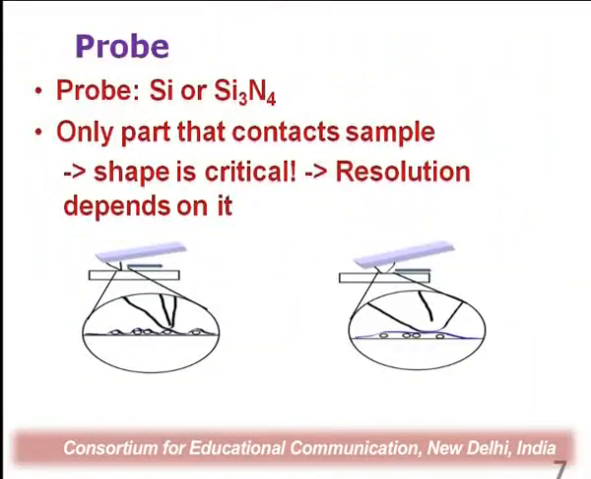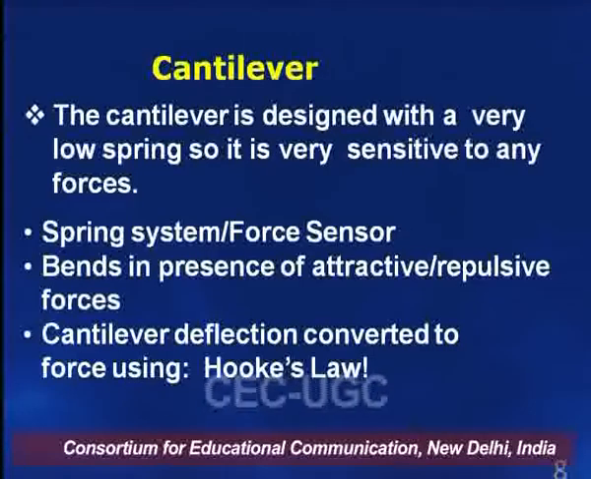What is a probe? The probe is a nanoscale tip, made of silicon or Si3N4, and it is the only part that contacts the sample. The shape is critical, and resolution depends on it. The shape of the tip decides the resolution of the surface, which means we can get good resolution if we have a good probe. So the probe is very important to get a good resolution of the surface. Here in the diagram we see a tip attached to the cantilever; that is the probe.